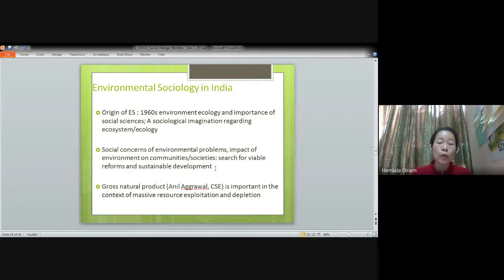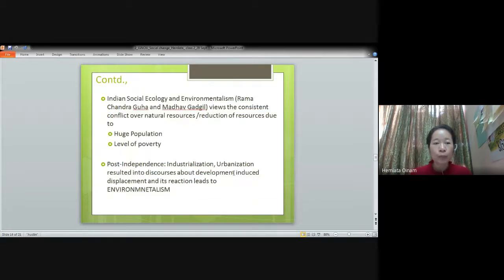studies. So some of the environmentalists, including Anil Agarwal of CSE, proposed that there should be a calculation of the environment, that is the gross natural product, so that the importance of the environment becomes known to everyone, and also we can understand the context of the massive resource exploitation and depletion which is happening in the Indian scenario.